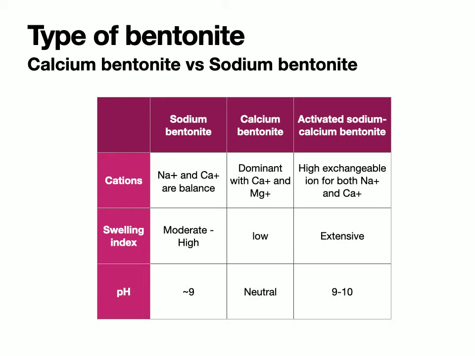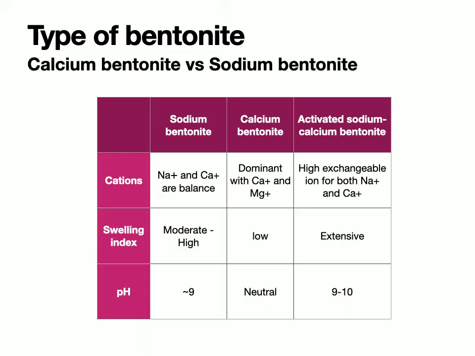When we talk about bentonite, we actually have a few types: sodium bentonite, calcium bentonite, and the third one, activated sodium calcium bentonite. The main difference between sodium bentonite and calcium bentonite can be referred to in three aspects: the cations, swelling index, and the pH.